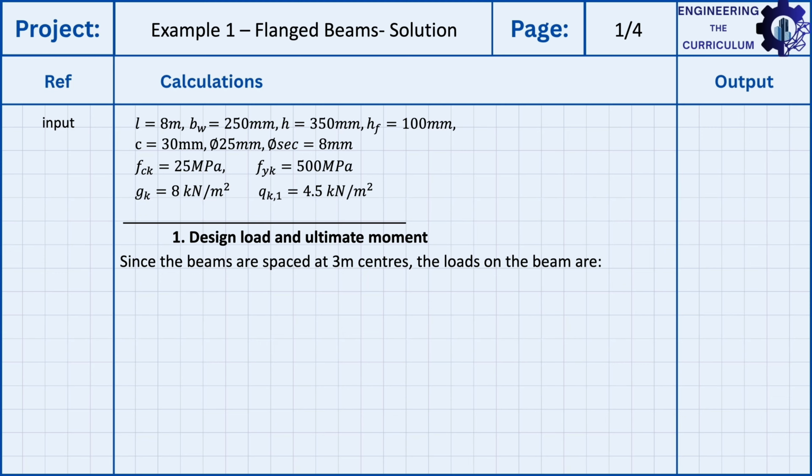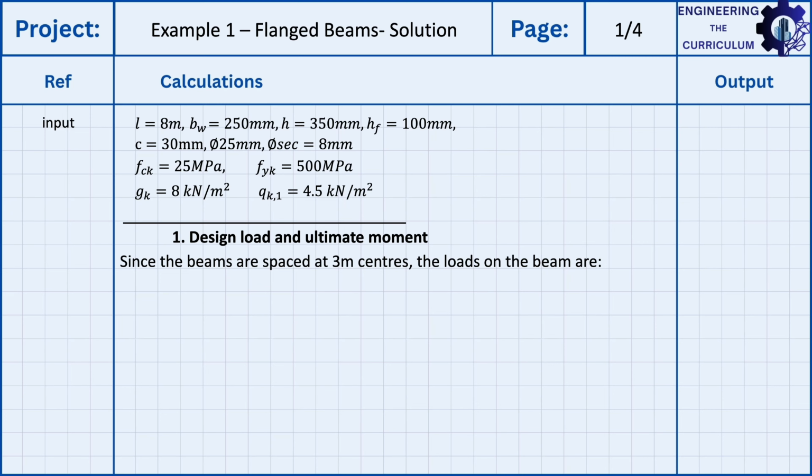We also have some information on the cover, which is 30 millimeters, on the main reinforcement diameter, which is 25, and on the secondary steel, which is 8 millimeters. FCK, the strength of concrete, is 25 megapascals, and the strength of steel is 500 megapascals. We've also been given the permanent area load in kilonewton per meter square and the variable load, 4.5, also kilonewton per meter square. The first thing we want to do is design the load and the ultimate moment.